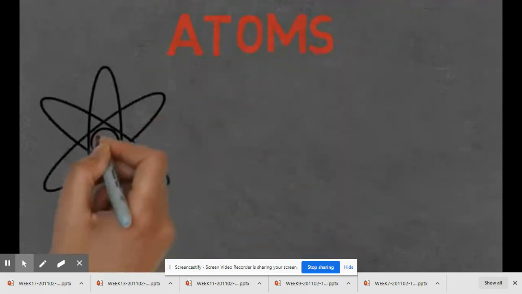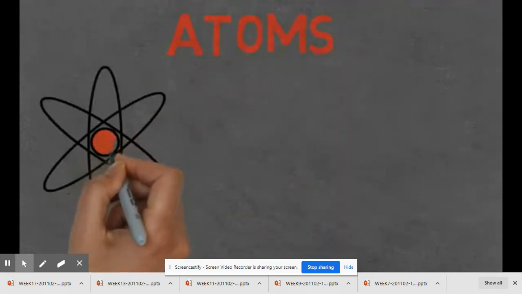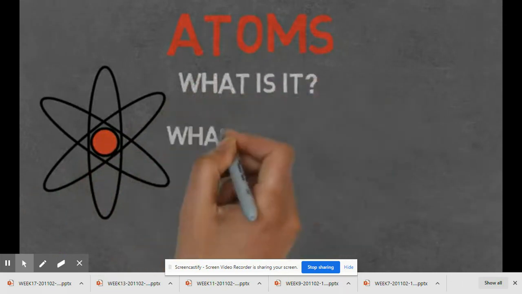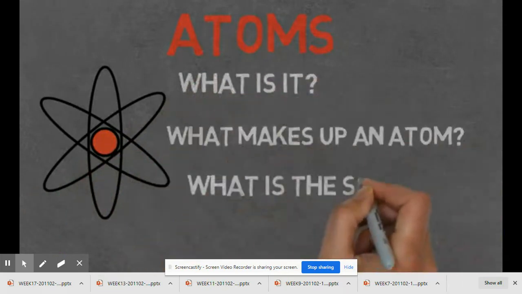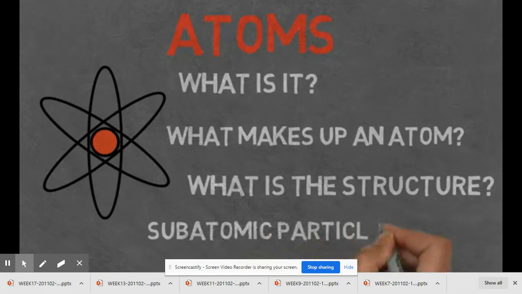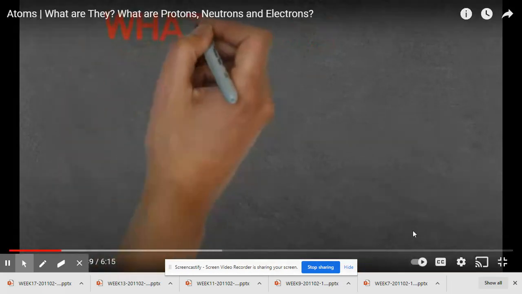Today we're going to look at atoms, more specifically what an atom is, what makes up an atom, the structure of an atom, and how to calculate subatomic particles. Let's begin by looking at what an atom is.